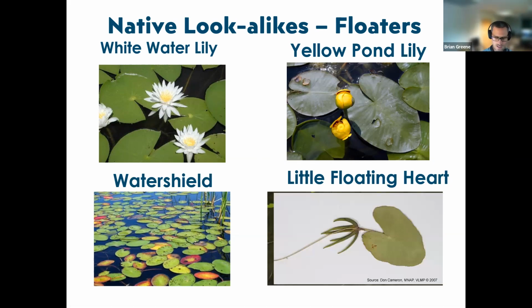Another key thing about little floating heart, I didn't go forward on this. It has these little things people call bananas, or little plant tubers, right below the surface. So that's different from European frogbit.